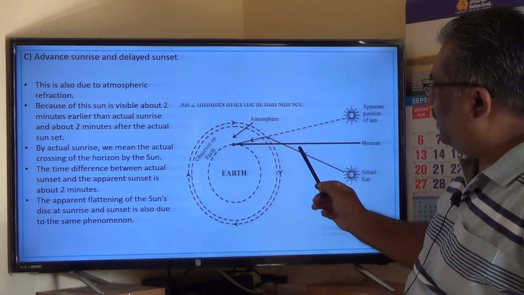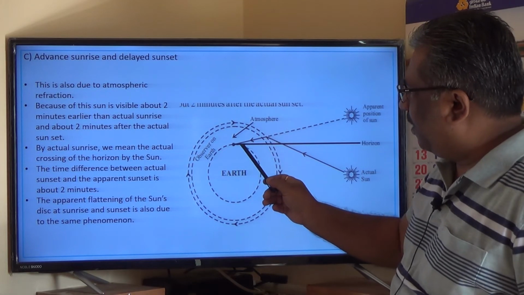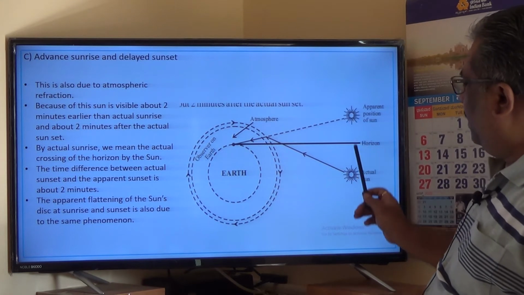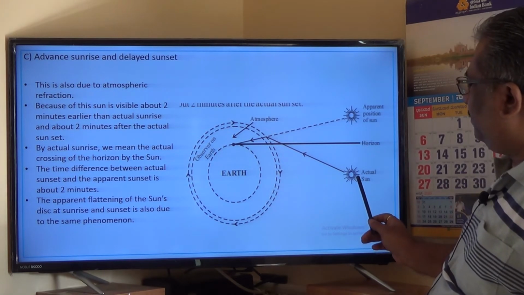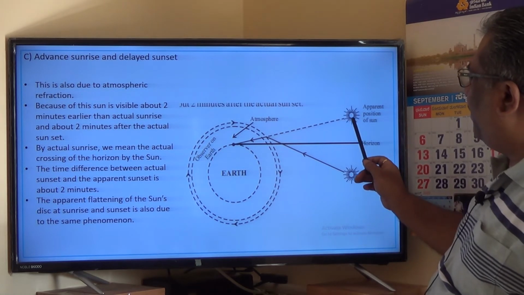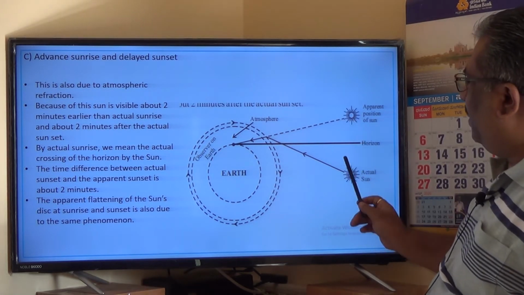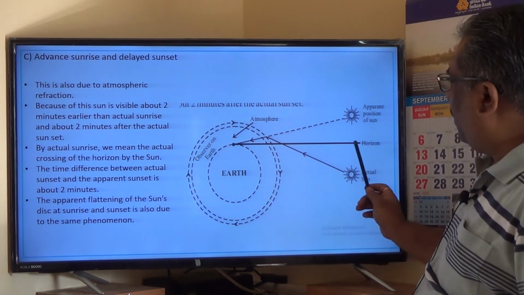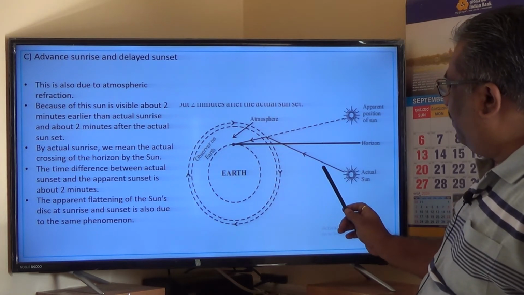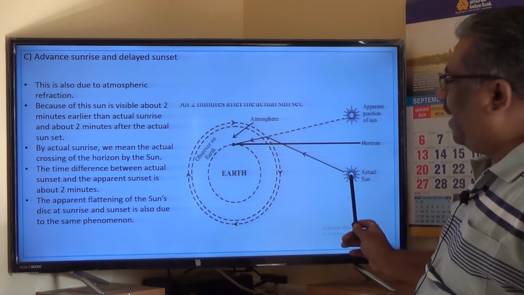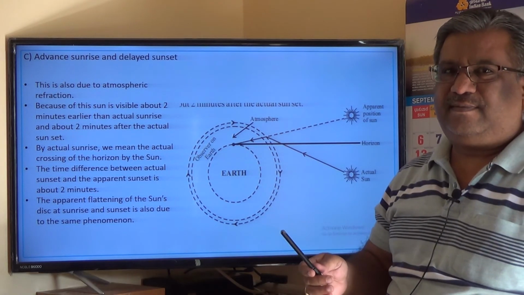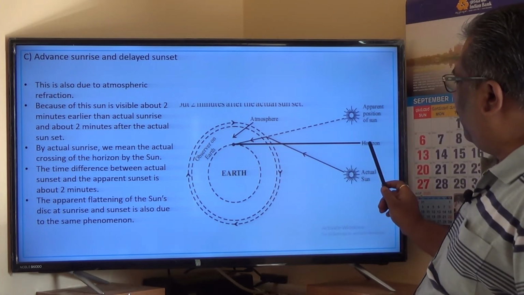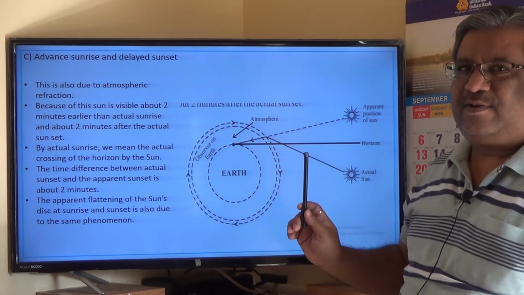But when a ray enters into our atmosphere, it bends towards the normal. Project it backwards, and the sun appears to be over here. This is the actual position of the sun during sunrise, whereas this is the apparent position of the sun during sunrise. What is the actual sunrise? Actual crossing of the horizon by the sun is called actual sunrise.